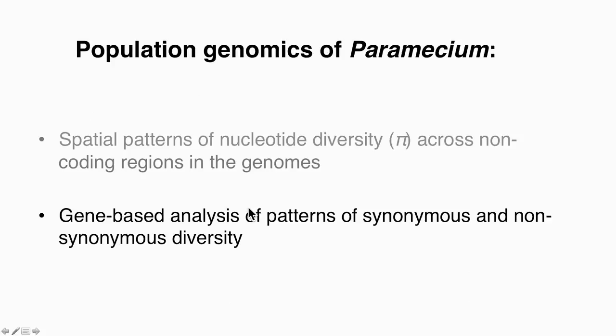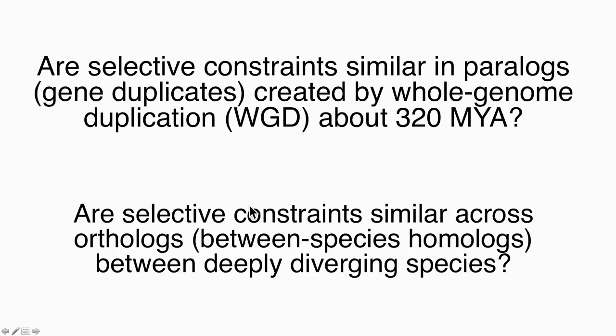So next, we wanted to look at gene-based analysis of patterns of synonymous and non-synonymous diversity. All right, and so our driving questions were whether the selective constraints are similar in paralogs or gene duplicates created by whole genome duplication that occurred 320 million years ago, and whether these selective constraints are similar across orthologs between deeply diverging species. So we used the statistic pi n by pi s, which is diversity at non-synonymous by synonymous sites, as a statistic for recent purifying selection.